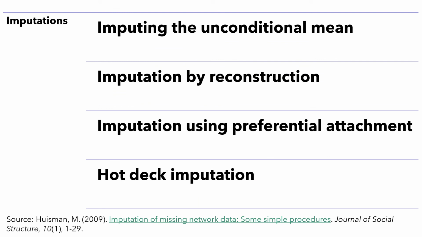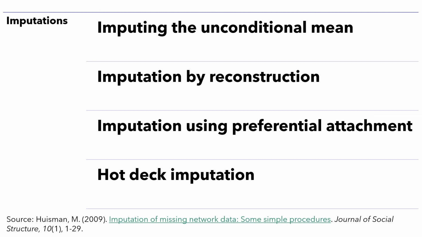One popular way is to make an estimate based on the available data, called imputation. When it comes to imputation, there are different procedures. You can impute the unconditional mean. This means you calculate the average tie strength of the available data and then use the average tie value for imputation. This is a crude way of imputation.